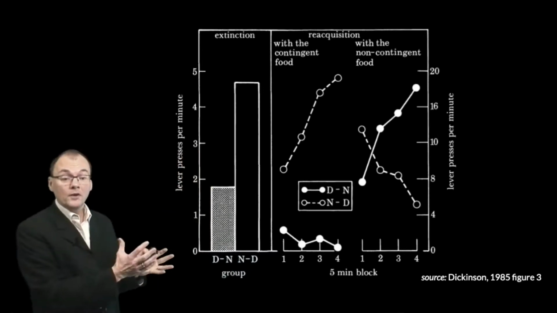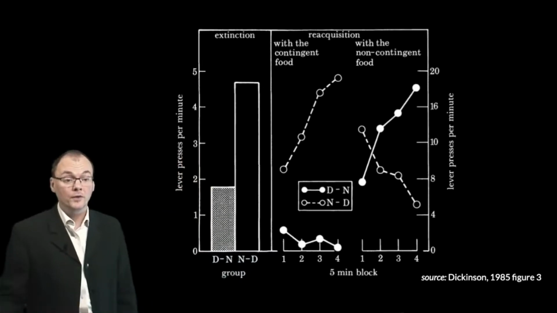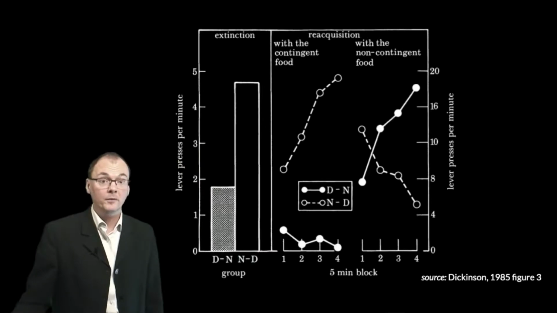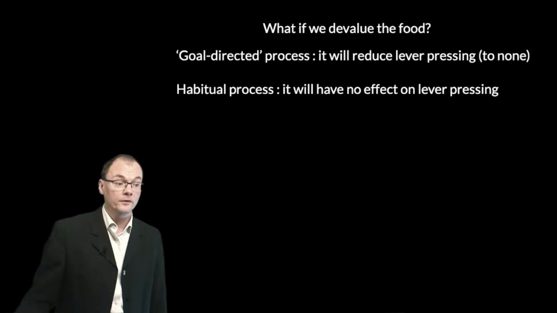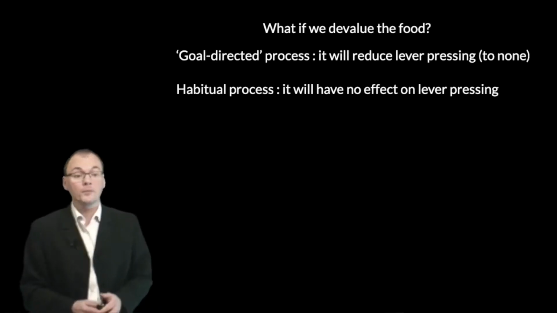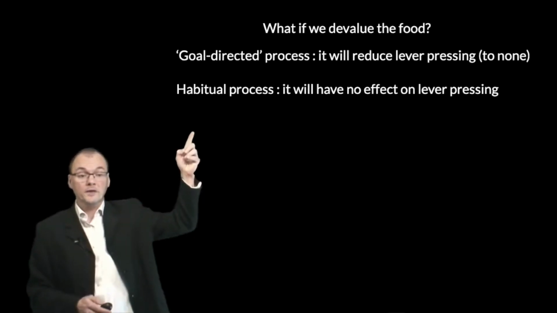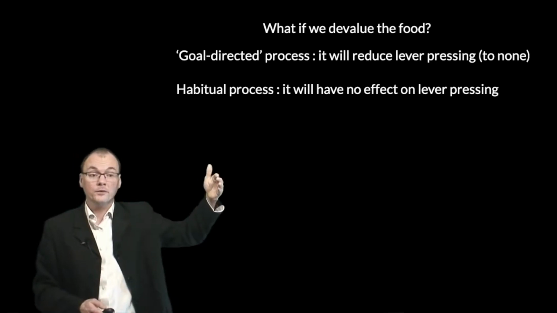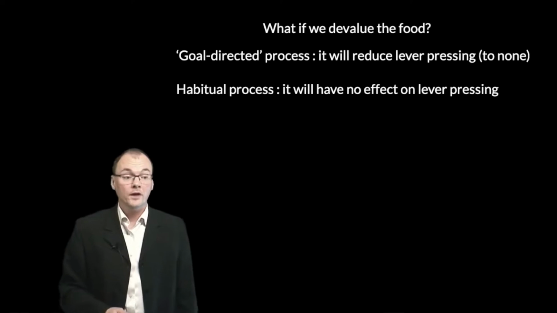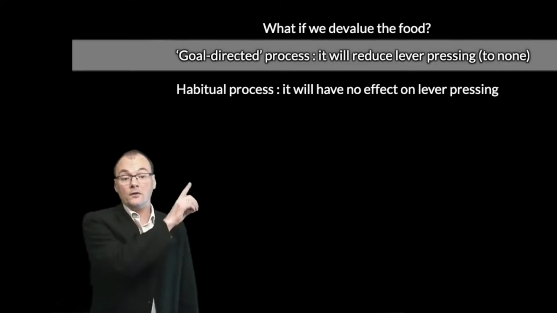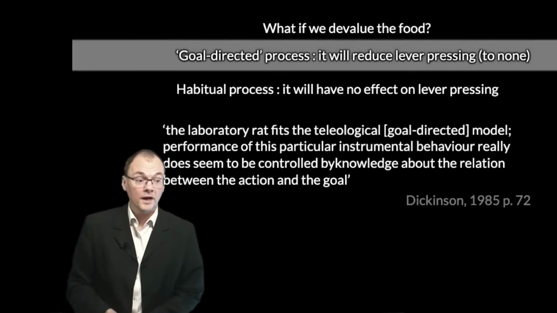Okay, good. So here are the key results from Dickinson's experiment, the devaluation experiment that was designed to answer the question: is the rat's lever pressing guided by habitual processes or by goal-directed processes? So you remember that those two hypotheses made different predictions. The goal-directed hypothesis predicts no lever pressing and the habitual process predicts lever pressing. And it looks like this hypothesis has won.